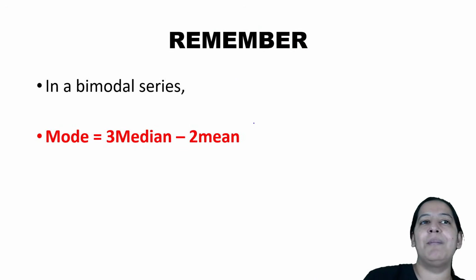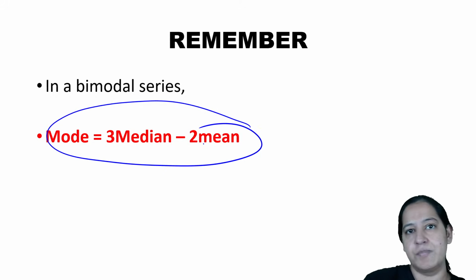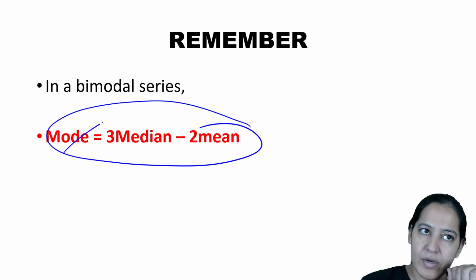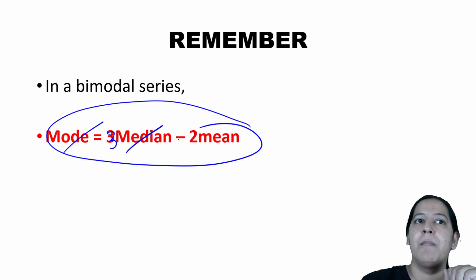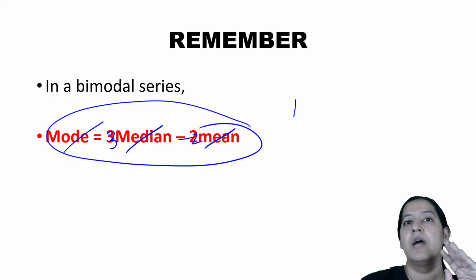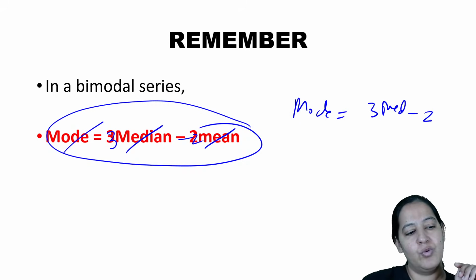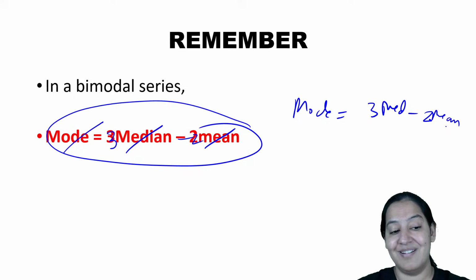What is the relationship between mean, median, mode? There are three central tendency measures, three ways to measure it. So mode is equal to 3 times median minus 2 times mean. Learn it. Mode is equal to 3 times median minus 2 times mean. You have to learn it.